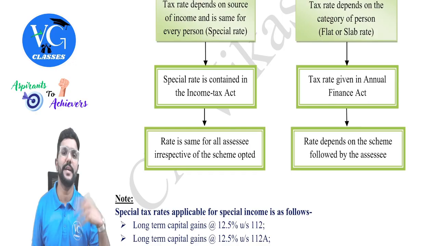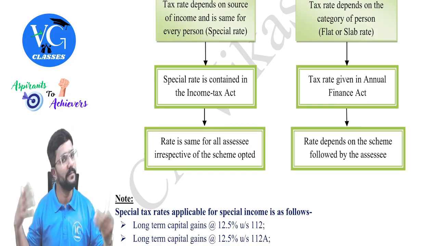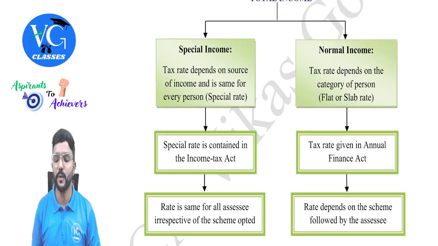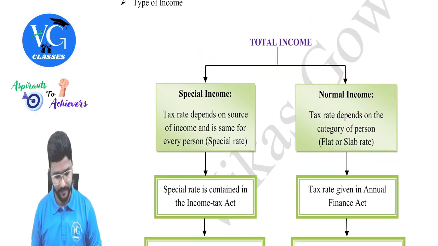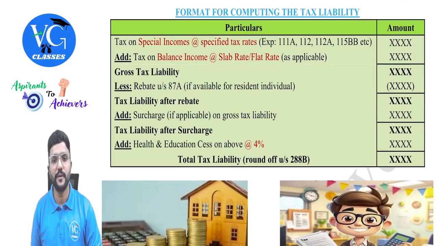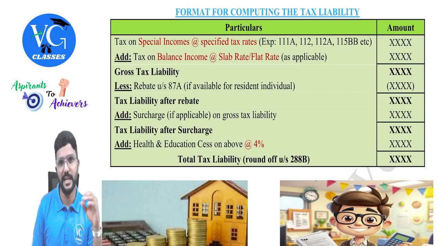If the assessee is following the default scheme, then the rate would be different. If the assessee is following the optional scheme, then the rate is different, guys. So you have to be careful with respect to normal income. Okay. So what are the tax rates applicable with respect to each of these incomes, we will learn. But before that, what's the format to compute tax liability?